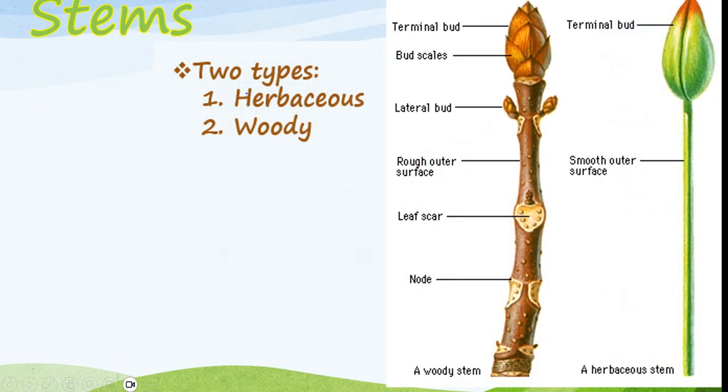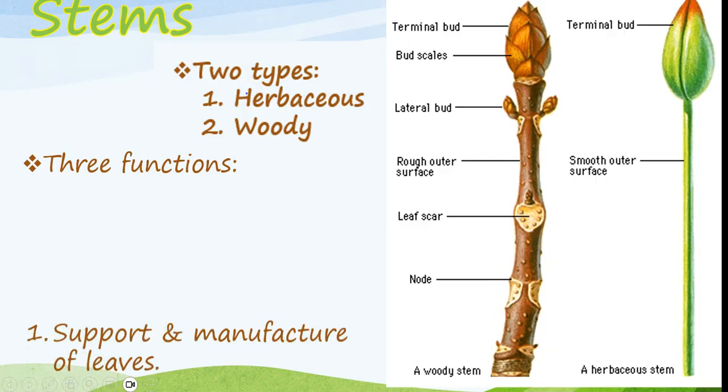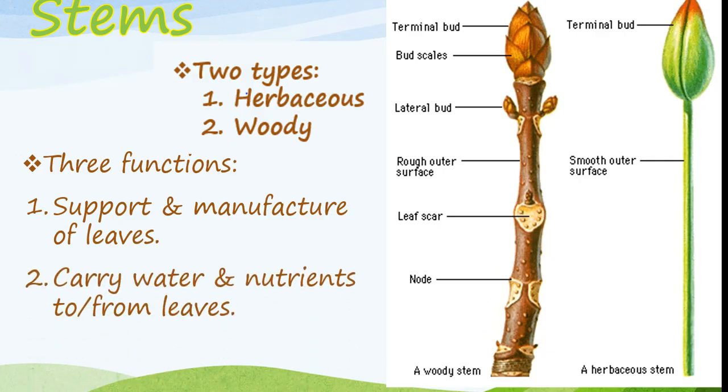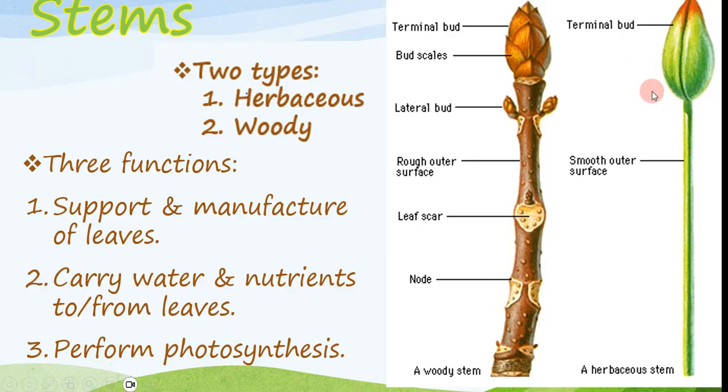All right, stems. We have two main types of stems. We have the herbaceous, herb-like, they're green, and we have the woody, like this. That would be, for instance, a tree. There are three functions of stems. Number one, they support and manufacture the leaves. So they're supporting, holding, and helping to make the leaves. Two, they carry water and nutrients to and from the leaves. They have their vascular bundles, if they're vascular tissue, that is. And then they do perform photosynthesis when they're green. So this is green.